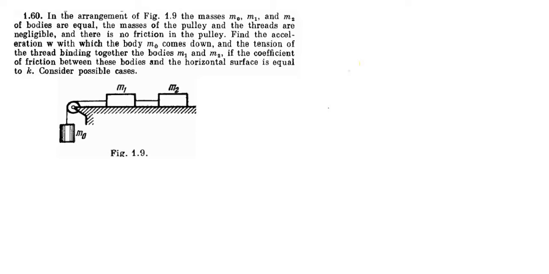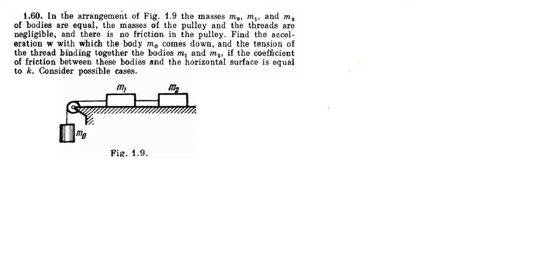Find the acceleration with which the body m0 comes down and the tension of the thread binding together the bodies m1 and m2. If the coefficient of friction between these bodies and the horizontal surfaces is equal to K, we need to consider all the possible cases. Now, in this question, let us draw the free body diagram of all the blocks.